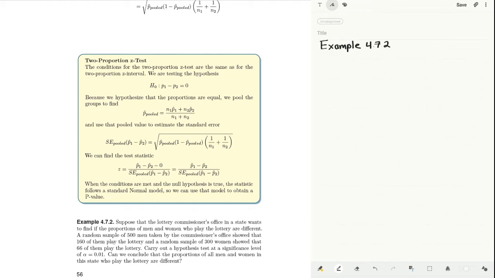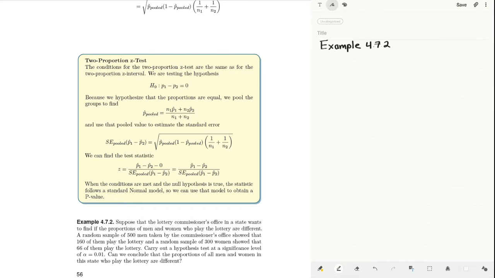Suppose that the lottery commissioner's office in a state wants to find if the proportions of men and women who play the lottery are different. So we take a random sample of 500 men and find that 160 of them play the lottery, and in a sample of 300 women, 66 of them play the lottery. So let's carry out a hypothesis test at a 1% significance level, and can we conclude that the proportions of all men and women in this state who play the lottery are different?